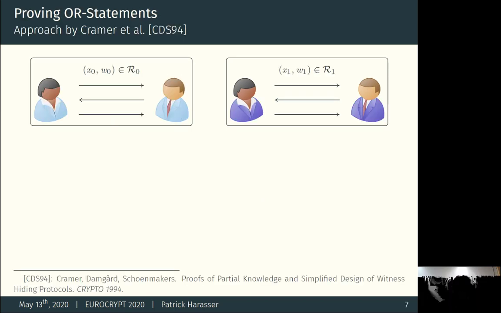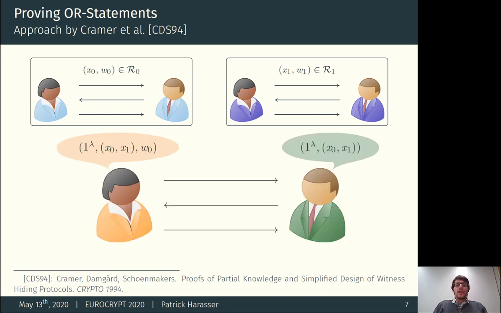Okay, now the final ingredient that we're going to need before discussing our results is a technique to prove the disjunction of two statements. So suppose we now have two Sigma protocols, and that we somehow want to combine them into a new protocol, which allows the prover to show that he holds a witness for one of the two instances, ideally without revealing which one. And there is a well-known solution to this problem, which goes back to the work of Cramer et al. from Crypto 94, which works like this.